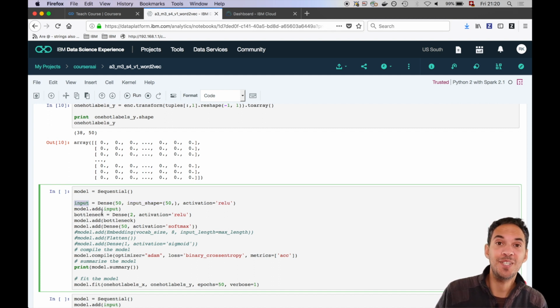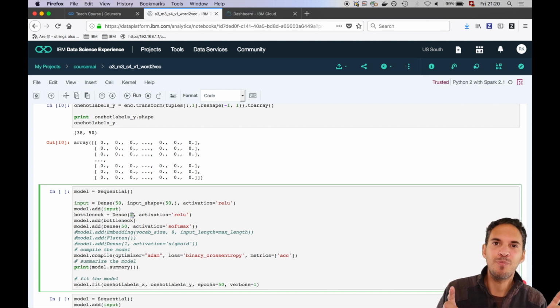So now it gets interesting. Now we are introducing the bottleneck. Remember, bottlenecks we have in autoencoders. So this is an autoencoder what we are building. And the bottleneck has only 2 dimensions. And again, activation function is ReLU. And in an autoencoder, of course, we have to map again to the same dimensionality. So because input was of dimension 50, also the output has to be of dimension 50.